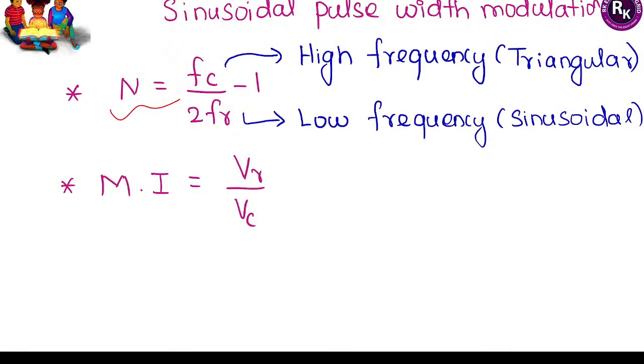Fine, sir. Here once again, carrier frequency will be given. You have to remember the high frequency and low frequency signals. While talking about sinusoidal pulse width modulation, the high frequency will be triangular and the low frequency will be your sinusoidal signal. The most important term is the modulation index, and here I have given that it is reference voltage divided by carrier voltage. The ratio will give you the value of the modulation index formula.